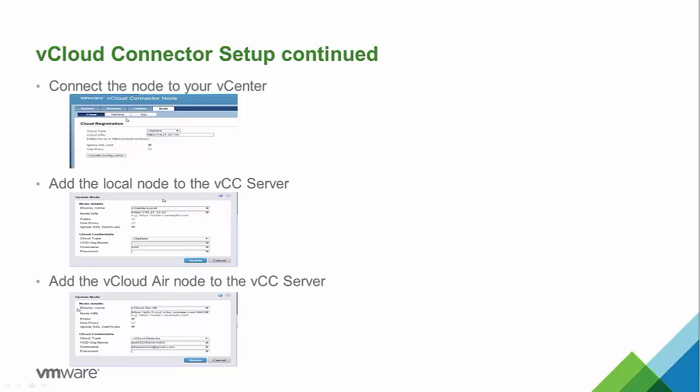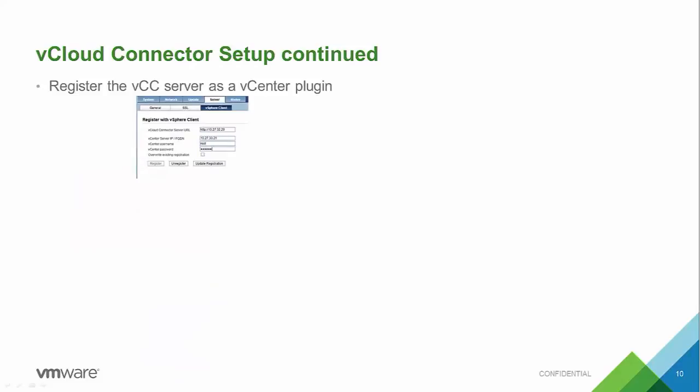vCloud Air node. It is also worth noting at this stage, you can see from this example, this is ticked as public during registration. This is very important if you wish to migrate servers back from your vCloud Air instance to the on-prem. On the VCC server, the next step is to register this server as a vCenter plugin.